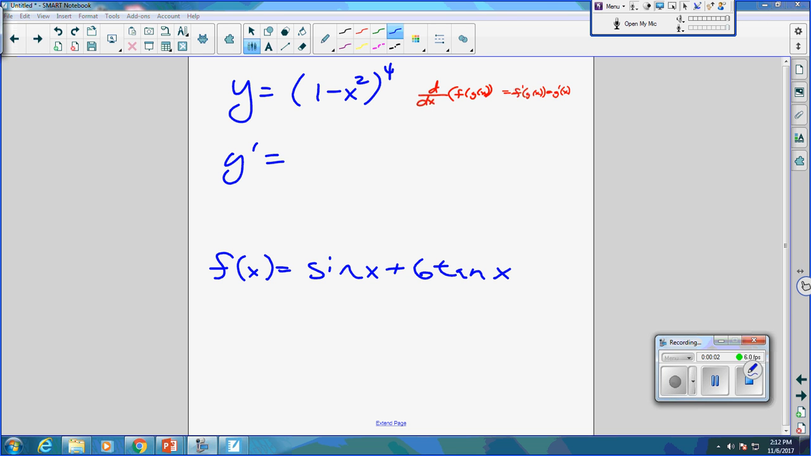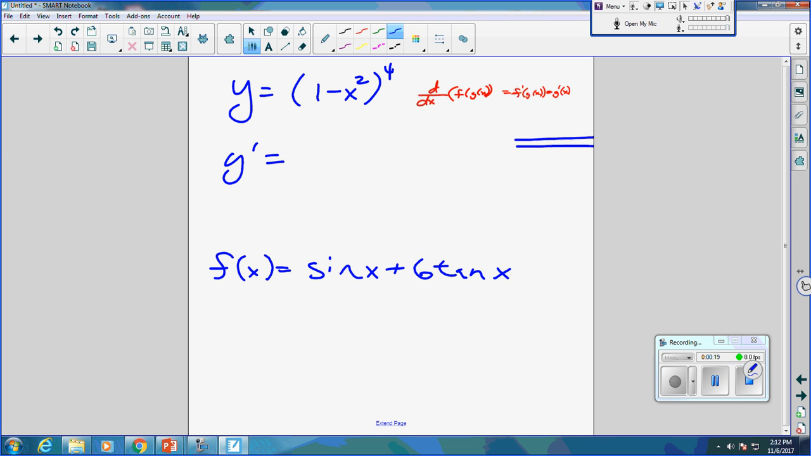All right, the temptation some students have is to multiply this out: 1 minus x squared times 1 minus x squared times 1 minus x squared times 1 minus x squared. By the way, if you do that on a test, I just mark it completely wrong. All 10 points, just boom. I don't have to grade it.